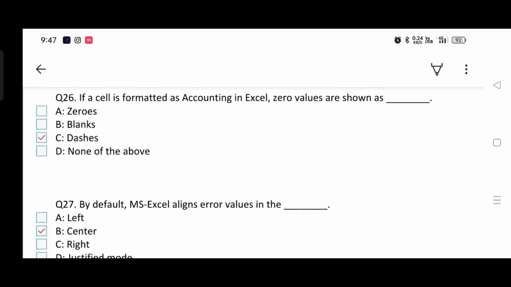Question 26. If a cell is formatted as an accounting in Excel, zero values are shown as dash. Answer is C. Dashes.